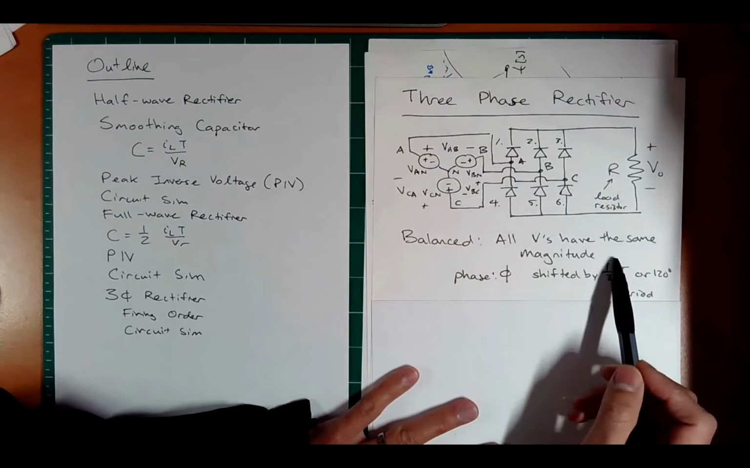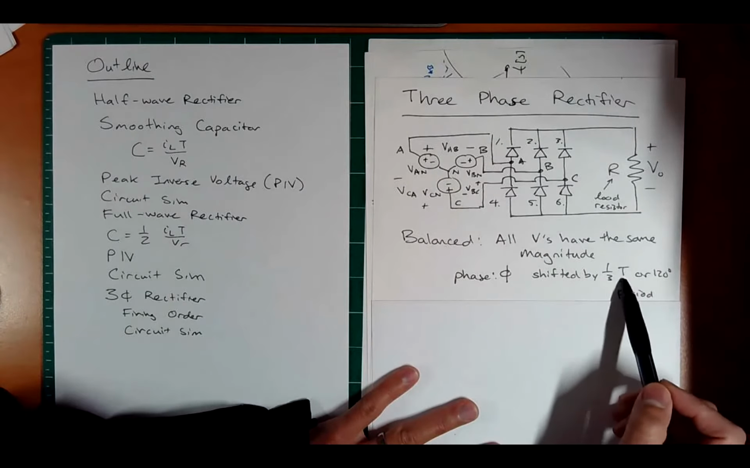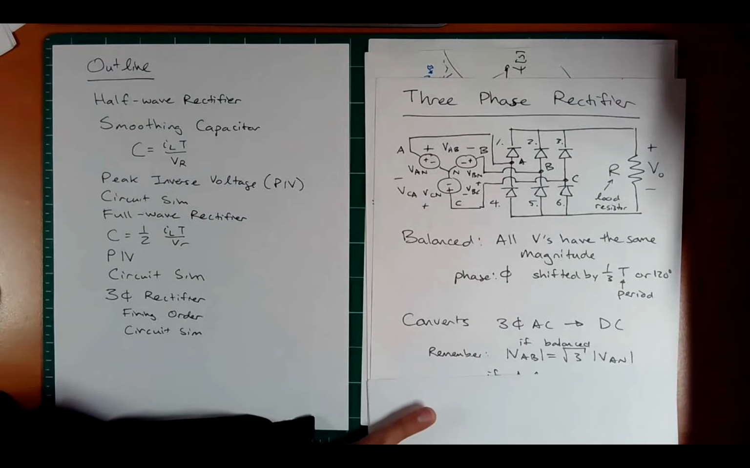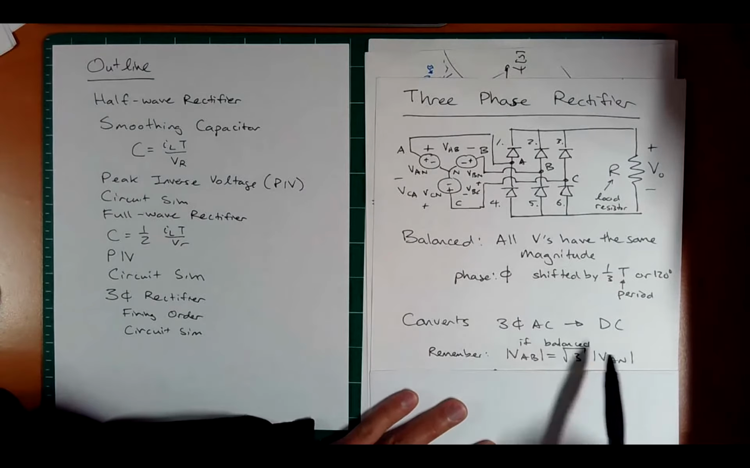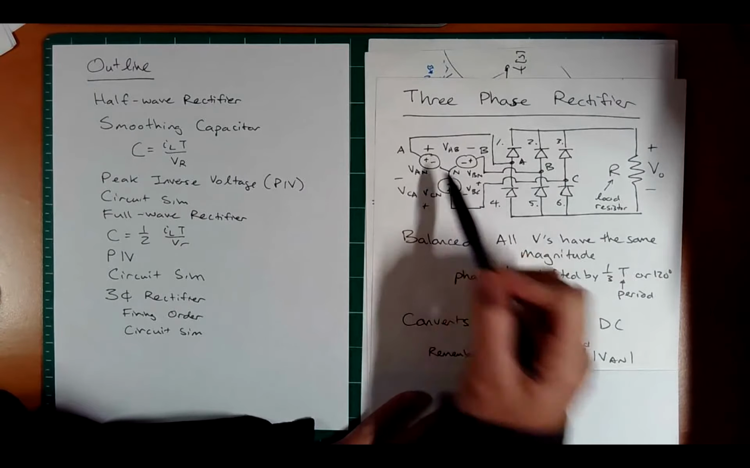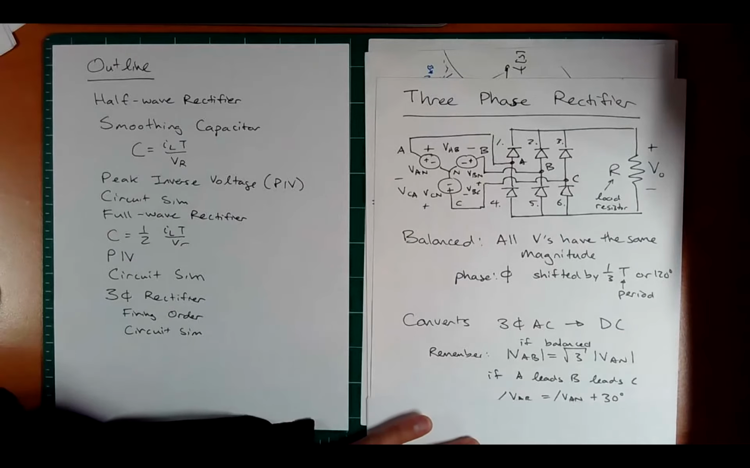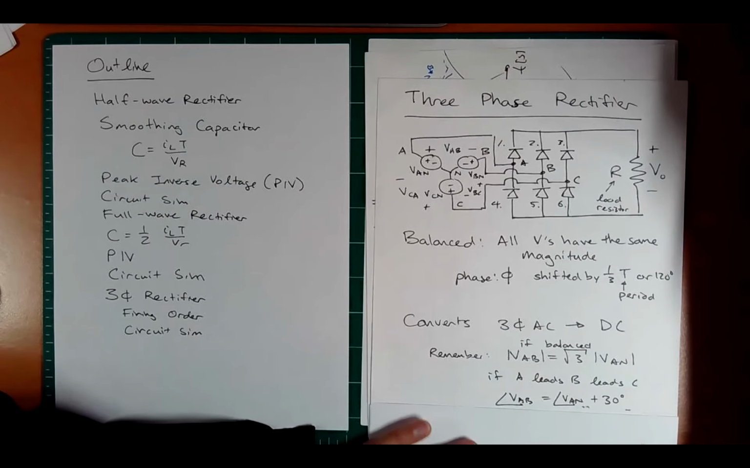So that means they have the same magnitude and they're offset by 120 degrees, or 1/3 of a cycle. Just a little review, the line-to-line voltage is actually bigger than the line-to-neutral voltage by a square root of 3. Okay, so that's just a good review of balanced three-phase and the line-to-neutral, line-to-line voltages.